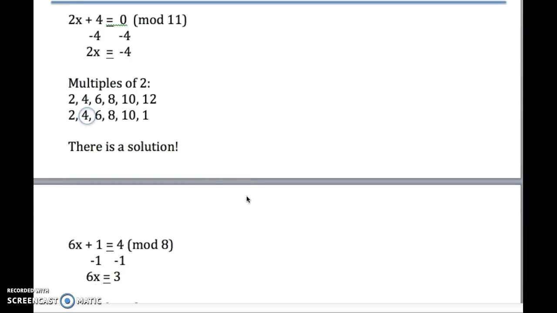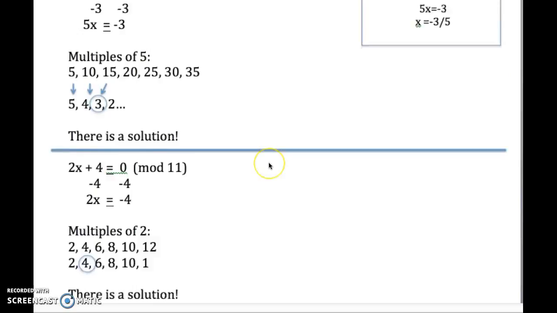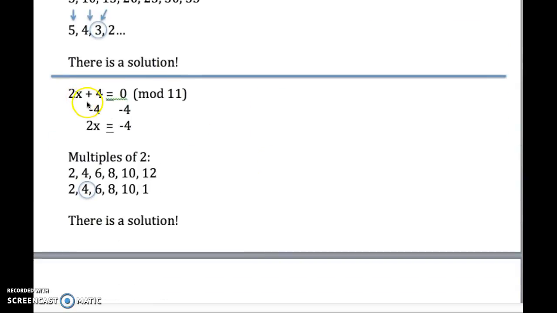On to our next example, we have 2x plus 4 is congruent to 0 in mod 11. The same way that we did it up here, we're going to subtract our 4 from each side, so we are left with 2x is congruent to negative 4. So we're going to find the multiples of this 2, and those are 2, 4, 6, 8, 10, 12.